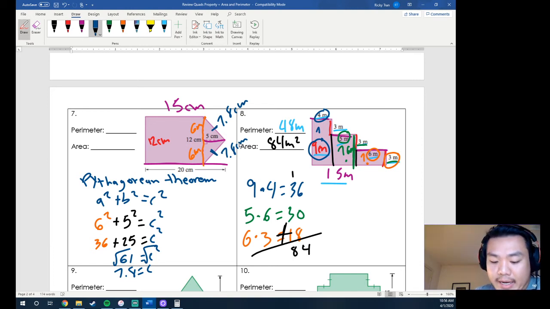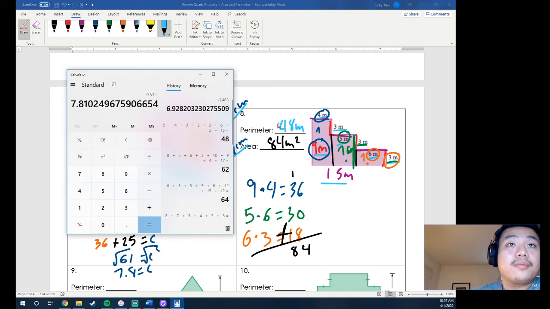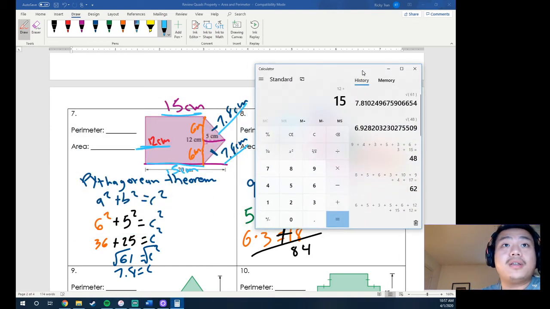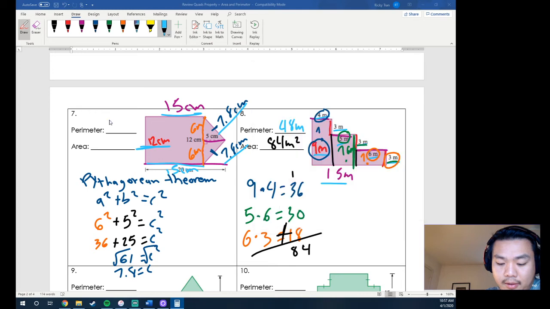Take this, add all the sides. Now all the outside sides are this here, this here, this here, and this here, and then this length right here, which is also 15 centimeters because it's the same as this top length. So 12 plus 15 plus 7.8 plus 7.8 plus 15, or 57.6 centimeters.